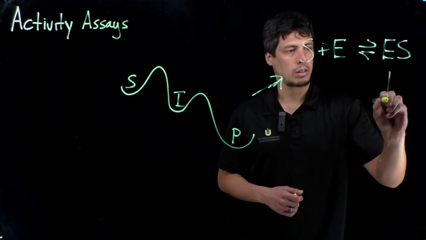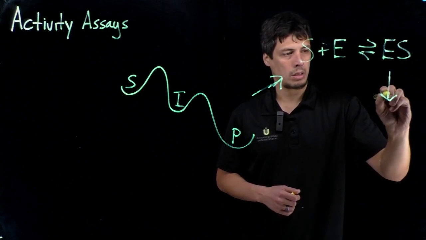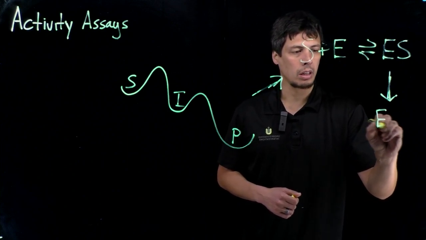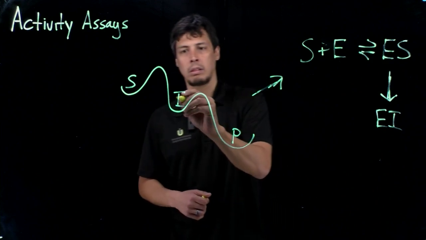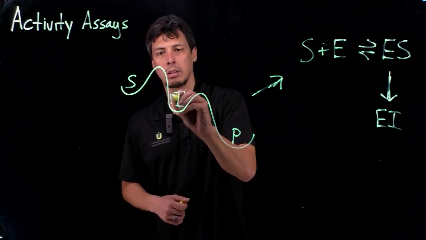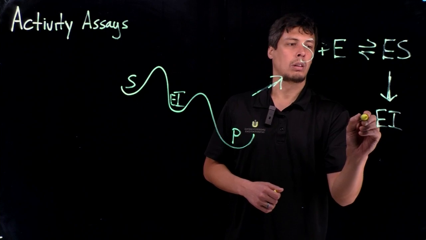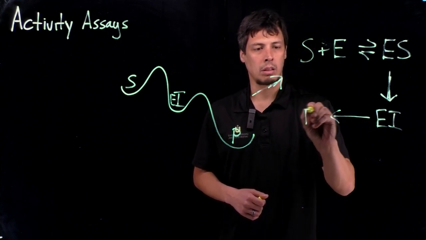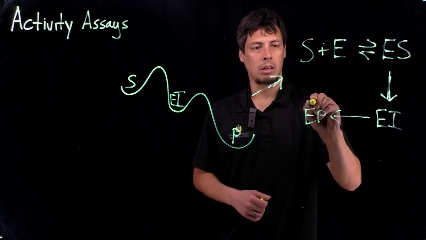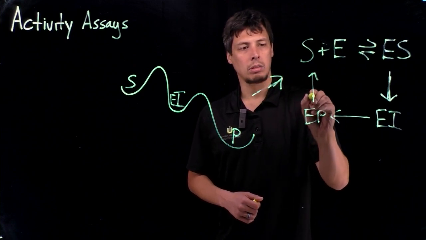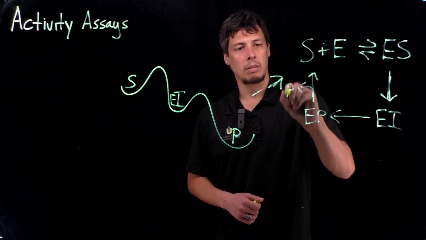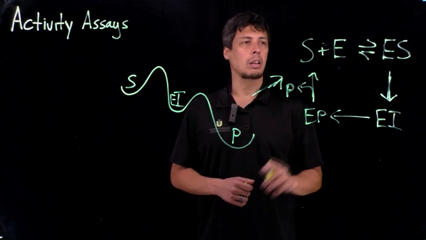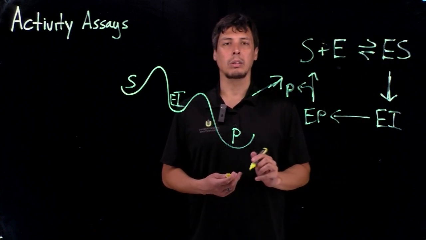And then this turns into some sort of intermediate, EI. So if that's the intermediate, and then that turns into a product. And then you close the cycle by releasing product. You have free enzyme. And then that's prepared to take another substrate and go around the catalytic cycle again.